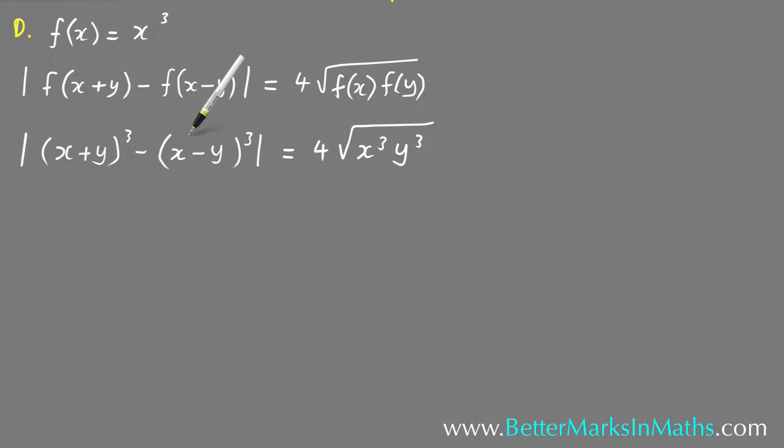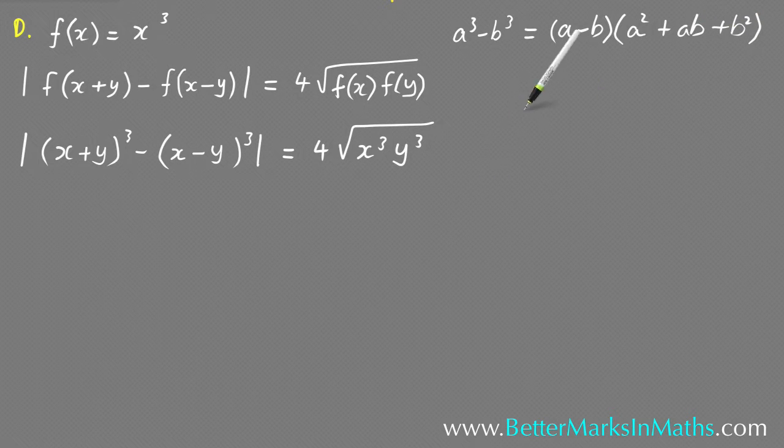So here you've got the difference of two cubes, and the rule for factorizing that is a cubed minus b cubed equals a minus b in the first bracket, and then all positives for the second bracket, a squared plus ab plus b squared. Applying that rule to this, it's going to be the two brackets subtracted, x plus y minus x minus y according to this bracket here.